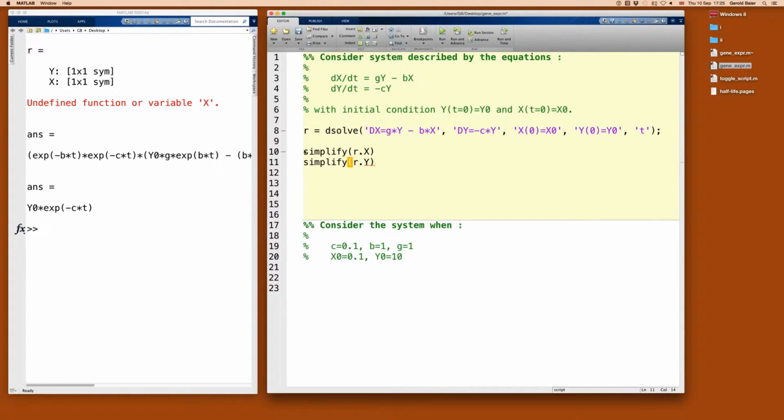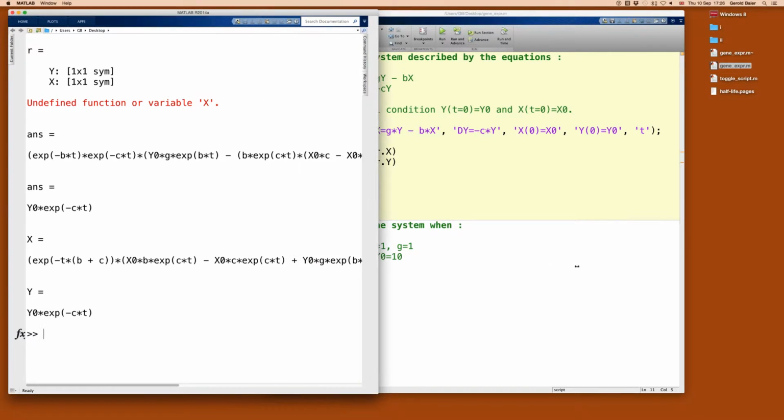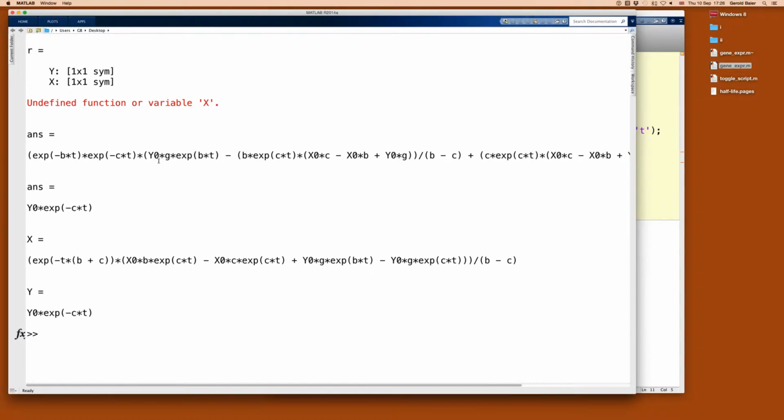And because I'm going to want these in a second, I'm actually going to name them x and y. Okay. So now let's just run this once more and see what the output looks like. Okay, well, the new answer for x is a little shorter than y, but it's still quite complicated.